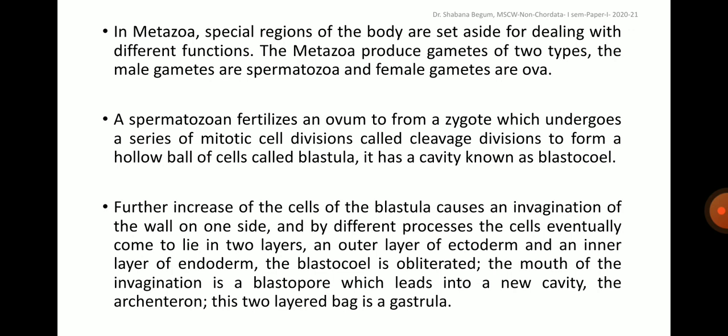Further increase of the cells of the blastula causes an invagination of the wall on one side, and by different processes called morphogenetic movements, the cells eventually come to lie in 2 layers, an outer layer of ectoderm and an inner layer of endoderm. The blastocele is obliterated. The mouth of the invagination is a blastopore, which leads into a new cavity called the archenteron. This 2-layered bag-like structure is a gastrula.